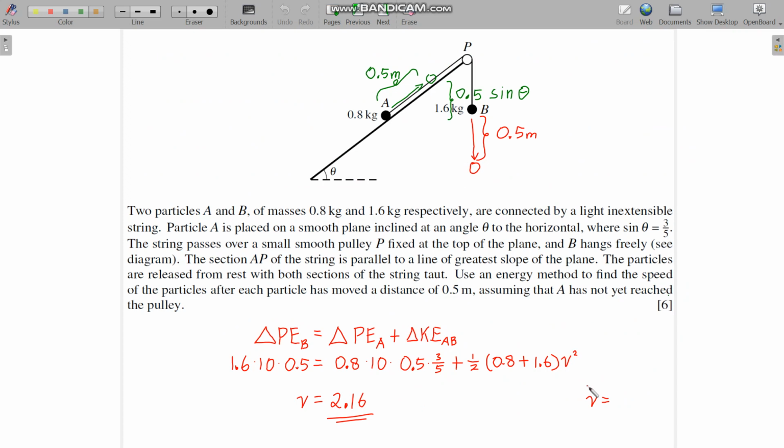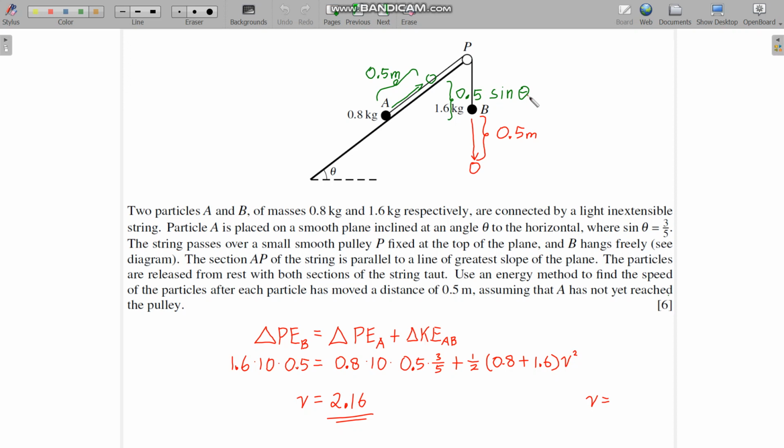Alright, last one, read the question. So this B is going down 0.5 meters. This A is going up the slope 0.5 meters. So that means the gain in potential energy. To find that gain, you need to find the height. So the gain in height here is the distance times sine theta, so 0.5 sine theta.